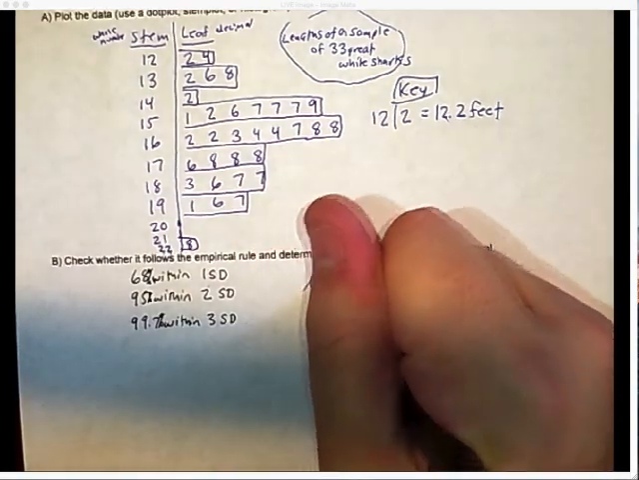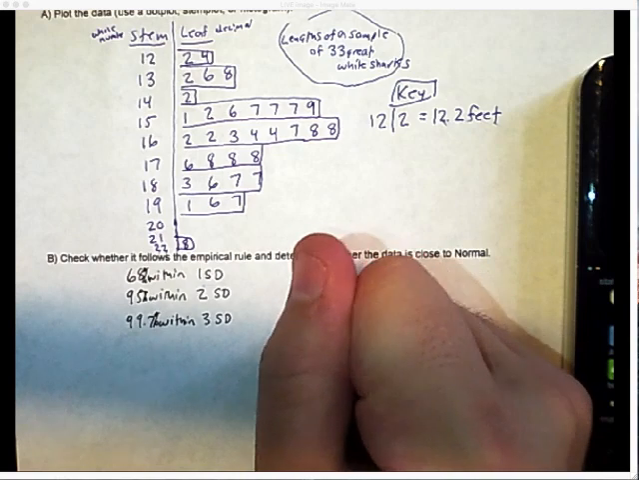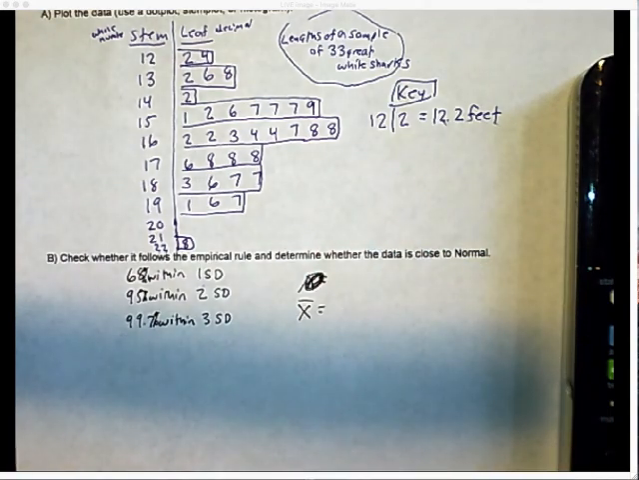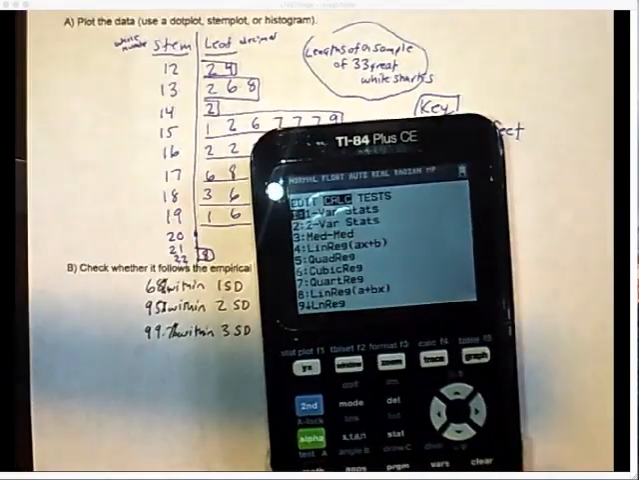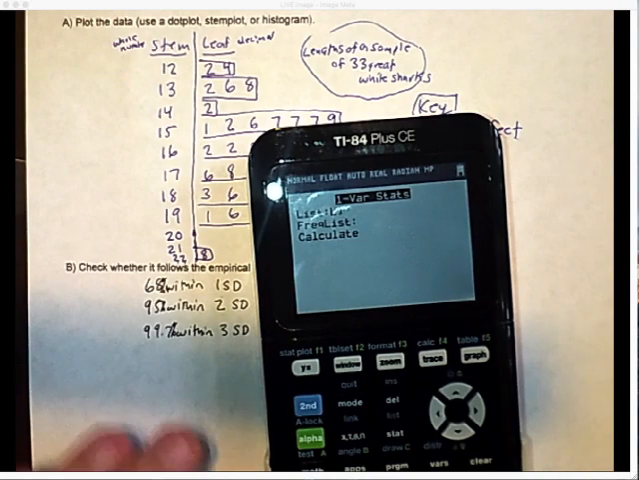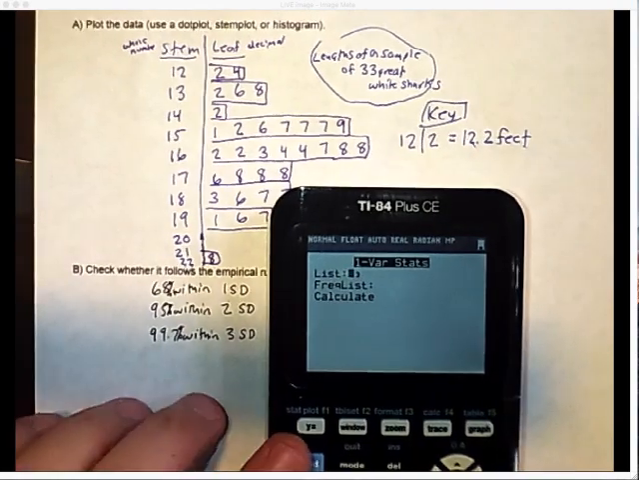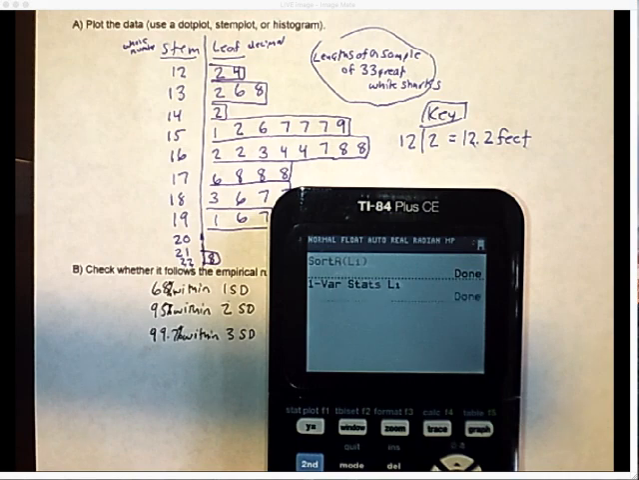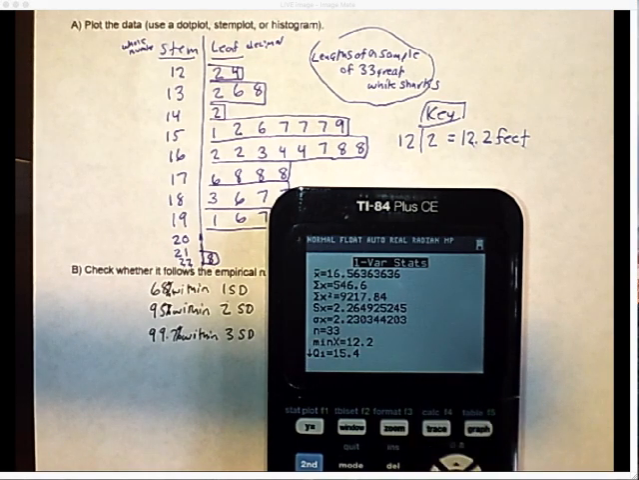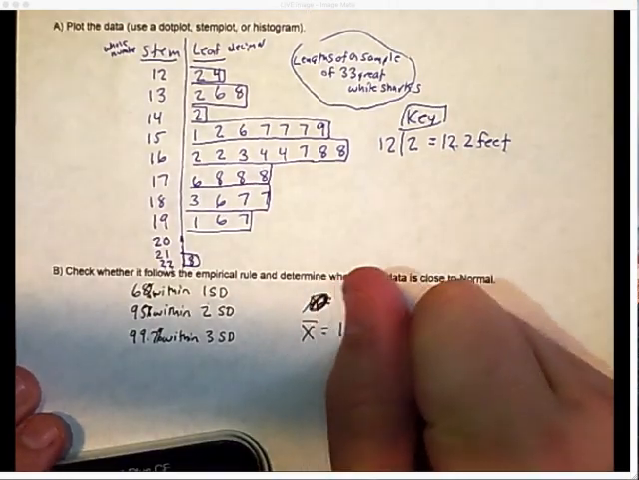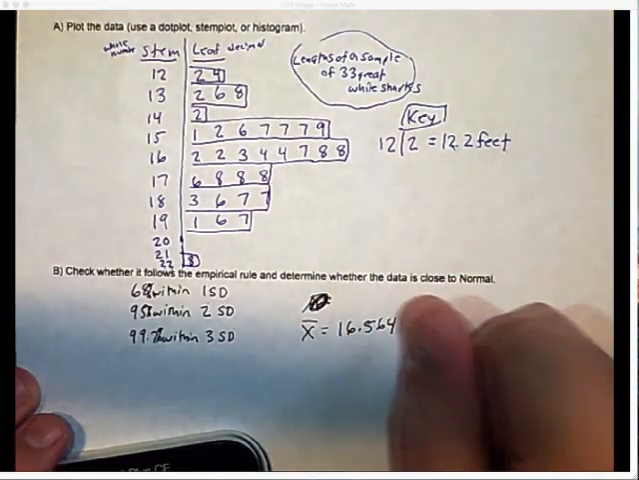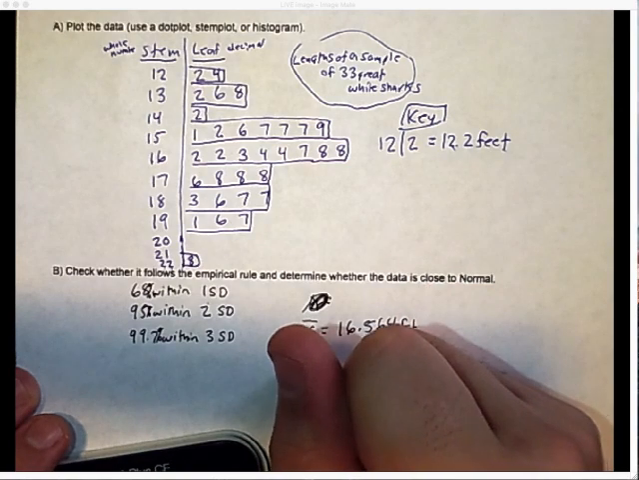What's the mean of this data? Well, I already have the data in list 1. Actually, let's not call it mu because it's a sample. Let's call it x bar. So if I run one variable stats, stat, calculate, one variable stats for list 1, calculate, there's my mean, 16.564 feet. That's the mean. What's the standard deviation?